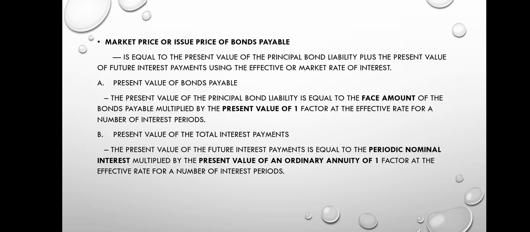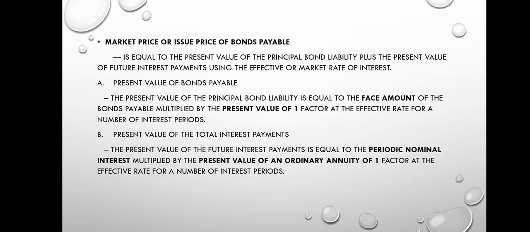Next, we proceed to the market price or issue price of bonds payable. It is equal to the present value of the principal bond liability plus the present value of future interest payments using the effective or market rate of interest. It is the sum of two parts. First is the present value of bonds payable, which is the face amount of the bonds payable multiplied by the present value of one factor at the effective rate for the number of interest periods.